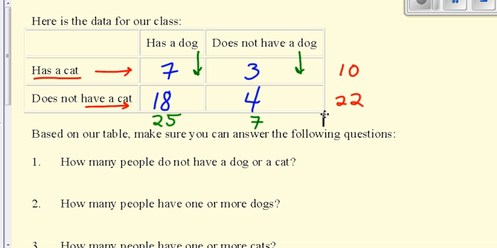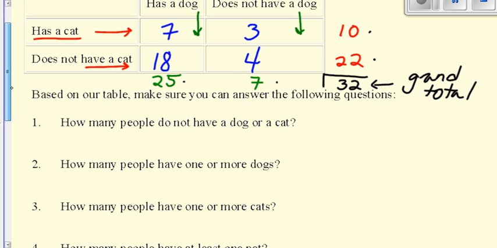And then out in this corner, if I were to add 10 and 22, or if I were to add 25 and 7, either way, I would get a total of 32. This is what I refer to as the grand total. That is how many people participated in this survey.